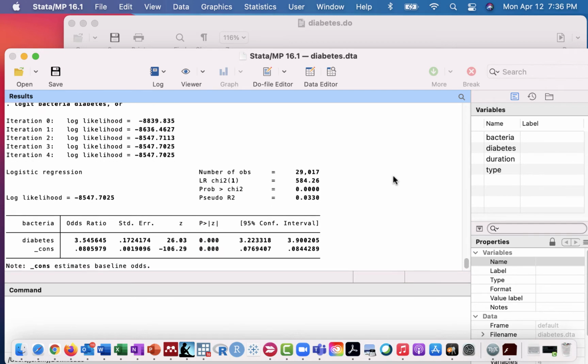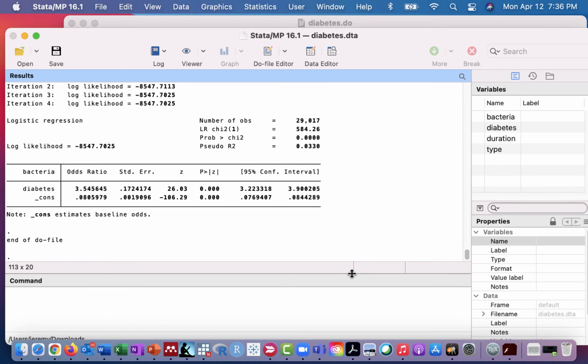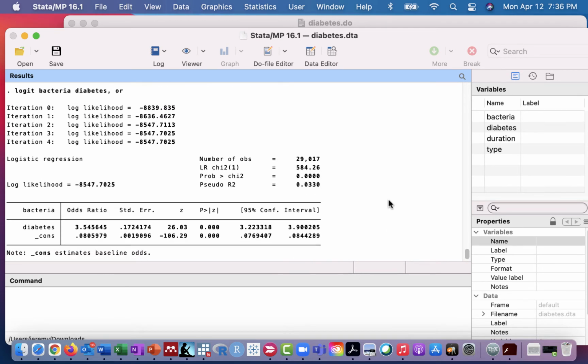And how you read the odds ratio: if the odds ratio is greater than 1, it means it's larger. So this would be that bacteria is higher among people with diabetes, that the odds of bacteria for people with diabetes are 3.54 times higher than for people without diabetes. So if you have diabetes, you're 3.5 times as likely to have the bacteria.